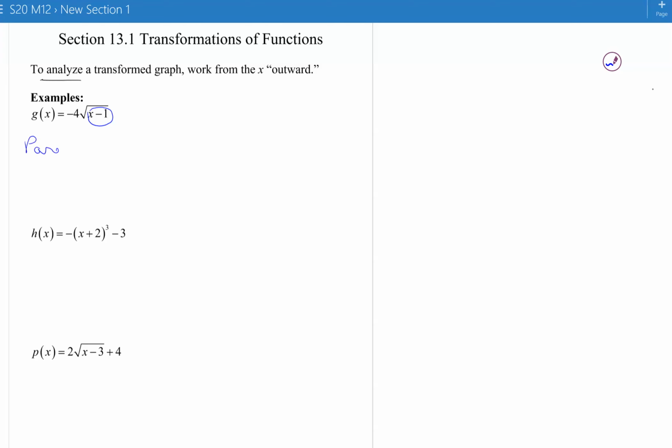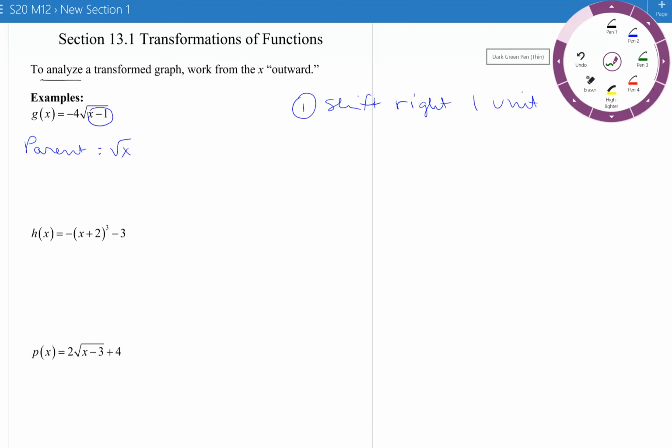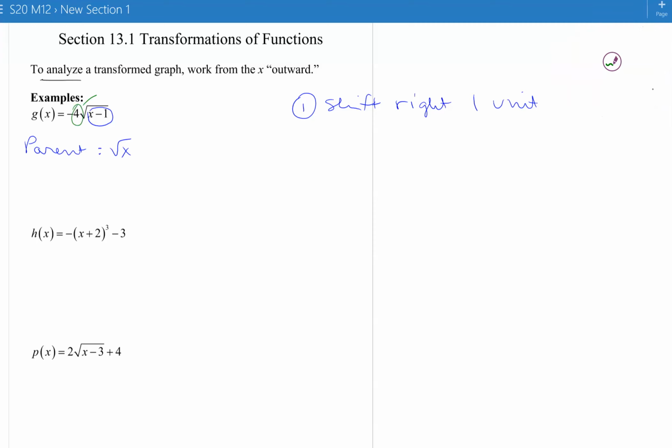So here we have a parent graph in the first example of the square root of x. And 1 is being subtracted from the x, so that is going to shift right 1 unit. So that's a horizontal shift. Then the square root happens. Then the next thing that happens is multiplying by 4. And this multiplication is happening after the function. So this causes a vertical stretch by a factor of 4. So I need all that detail. A vertical stretch by a factor of 4.